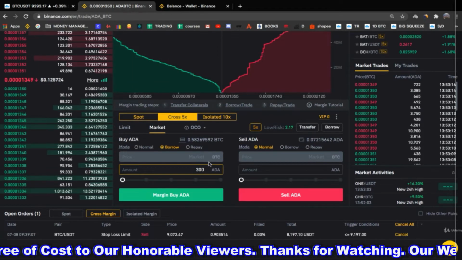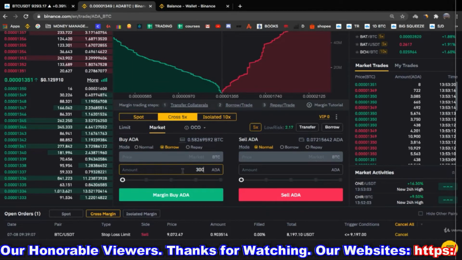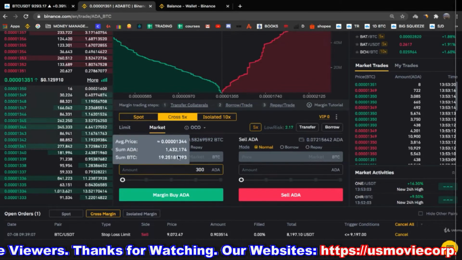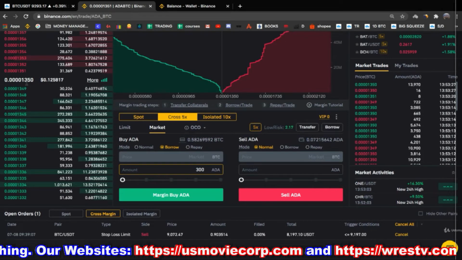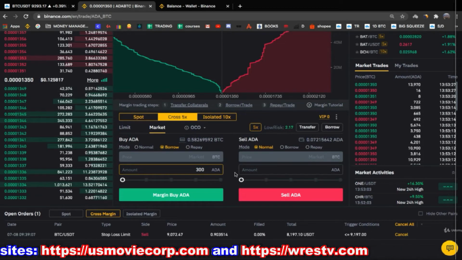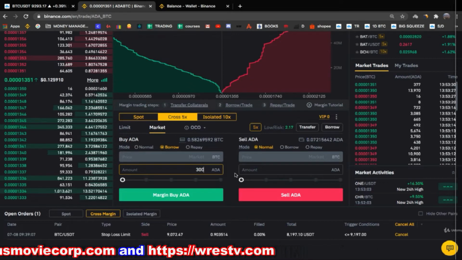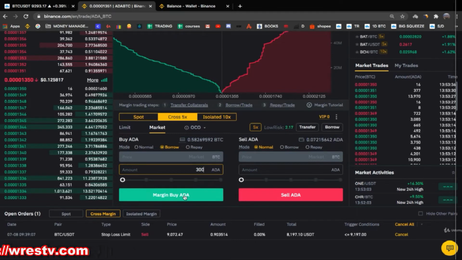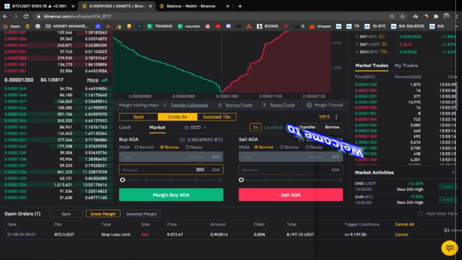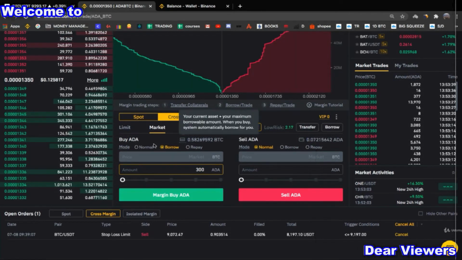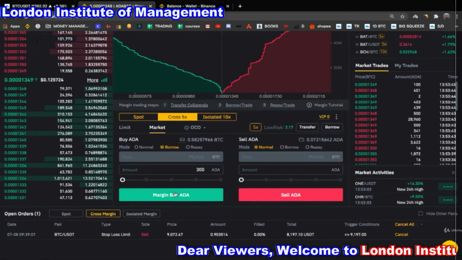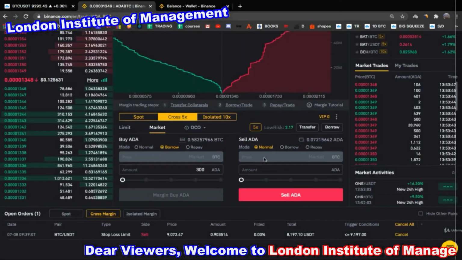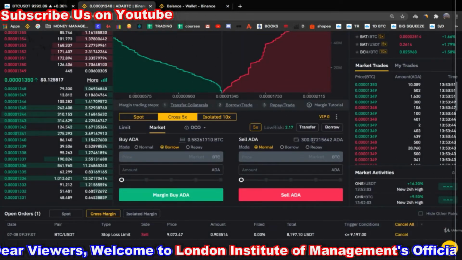I don't own Bitcoin, but I will be able to open a position, and this will automatically borrow Bitcoin for me. I will buy Cardano. When Cardano goes up, I will sell it for Bitcoin, and I will repay my Bitcoin, and the difference will be my profit, right? It's not that complicated, right? So now let's market buy Cardano, and you will see right now we don't have any Cardano, right? And we don't have any Bitcoin in reality. So this is the power of margin trading, the advantage that I told you before. Now we can buy, and you will see, bam, we have 300 Cardanos.